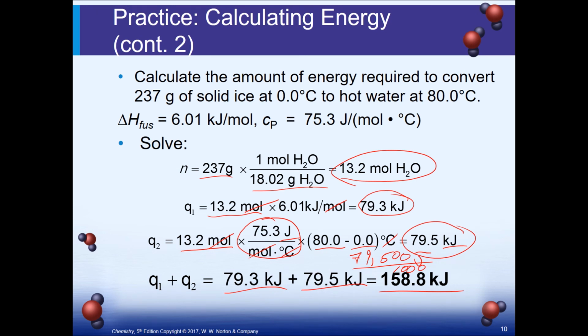All right, now this still isn't completely right though, because we also need to take into account the number of significant figures that we have. If we take a look, we might be tempted to say we only have 2 significant figures from this number. But if I take this number minus this number, I get 80.0 degrees Celsius. So I still have 3 significant figures, so this is going to round up to 159 kilojoules for my final answer.